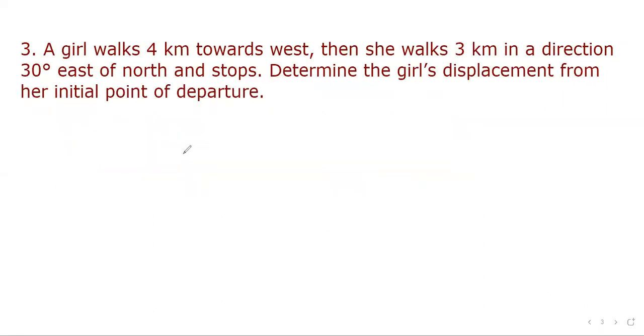Let's go to the next question. A girl moves 4 kilometers west. So let's draw the directions here. Now suppose the girl starts from O and she moves 4 kilometer. This will be west, this will be east, this is north, and this is south. So starting from here, she reaches point A.